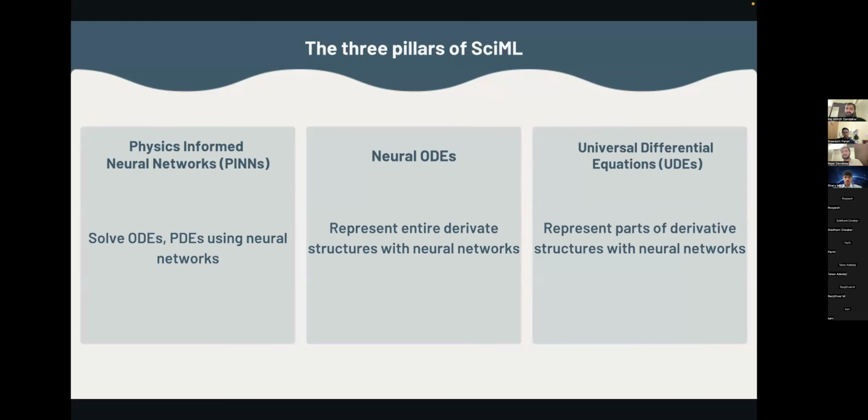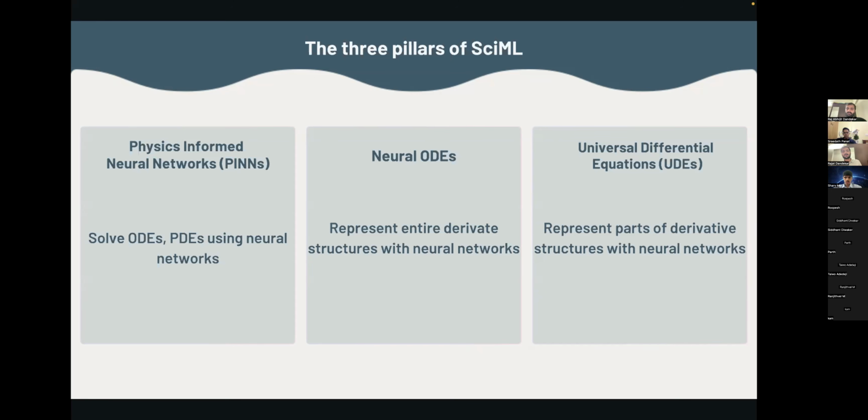Basically, there are three pillars of scientific machine learning. Along with universal differential equations, there is also something called neural ODEs. Why are they different from UDEs? It's because in neural ODEs, we replace the entire structure with a neural network. So here some core part of the equation does go missing. Some essential physics is missing here, but the entire equation is represented by a neural network.